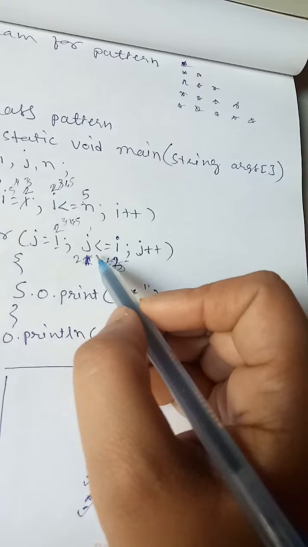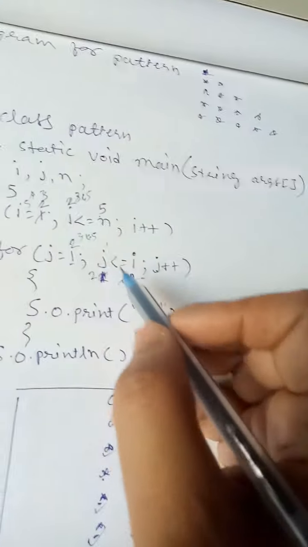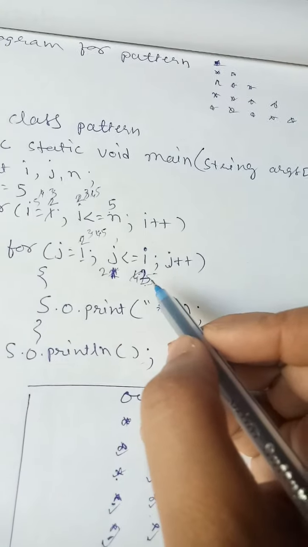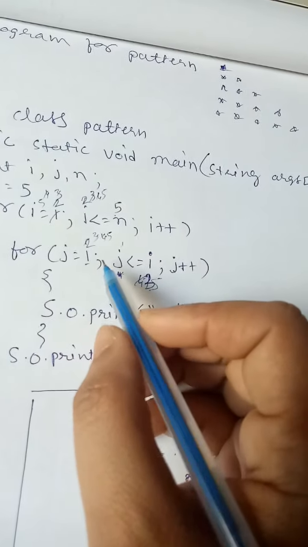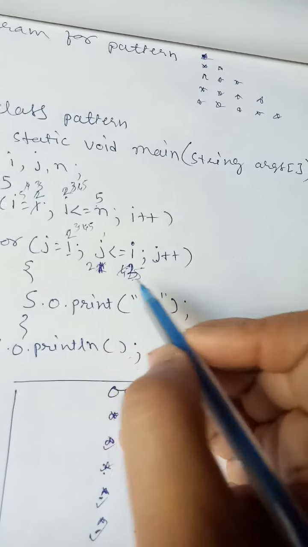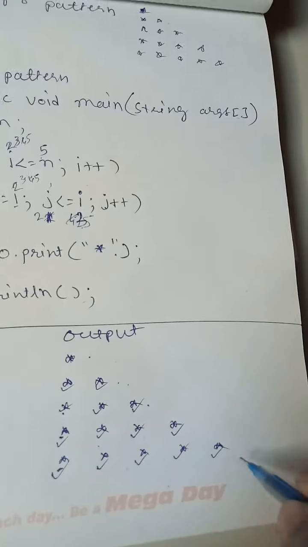Now it will become 3, so 3 is less than or equal to 5. Yes, and it will display one more star. Then it becomes 4, which is less than or equal to 5. Yes, and it will display one more star. Then j will be updated to 5 and we will check 5 is less than or equal to 5. Yes, condition is true and one more star will be displayed.